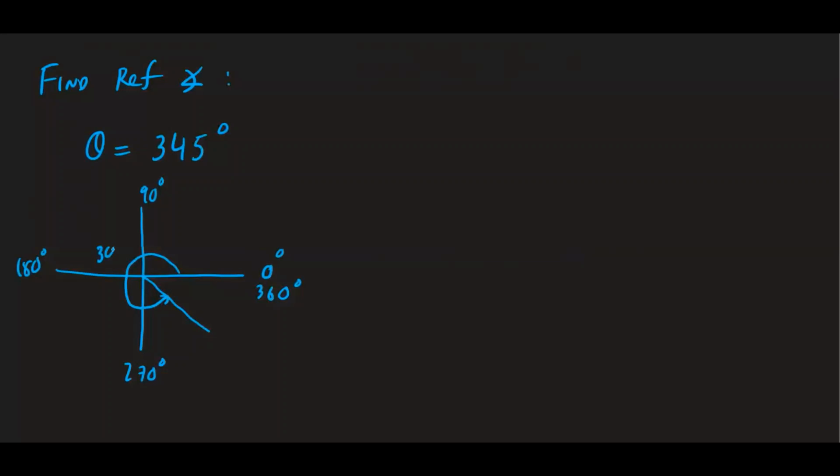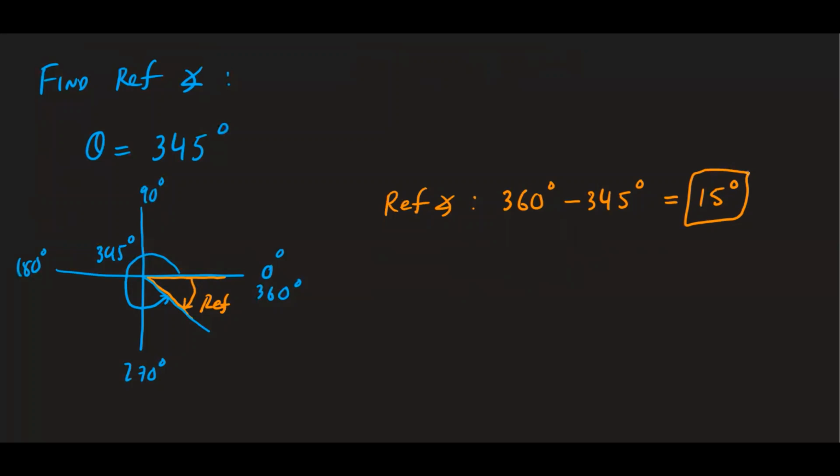So that would be 345 degrees, which means we're going to be using rule number 4 to find the reference angle. So the reference angle is this piece right here. That is our reference angle. So to find this angle, we're going to take 360 degrees, and we take away 345. So that would give us the angle in degrees, which is 15 degrees. So that is our reference angle for 345.